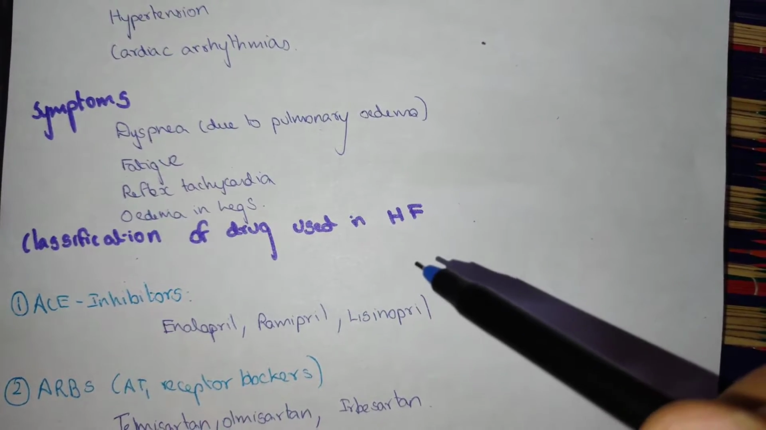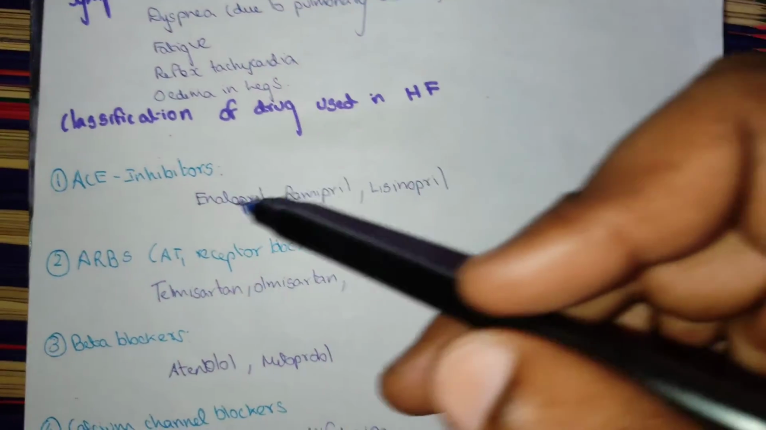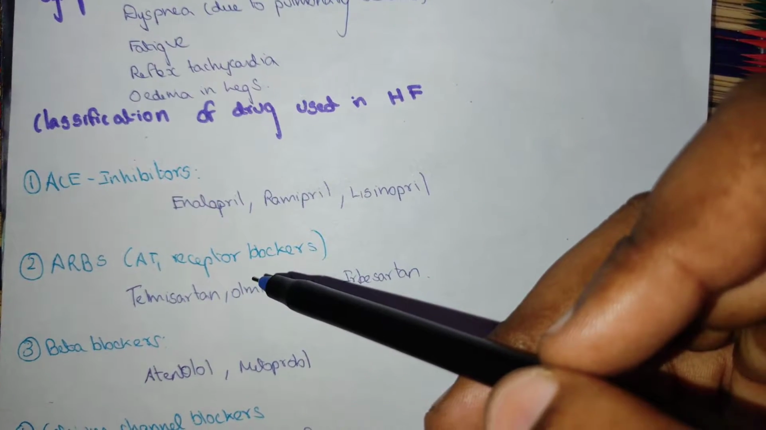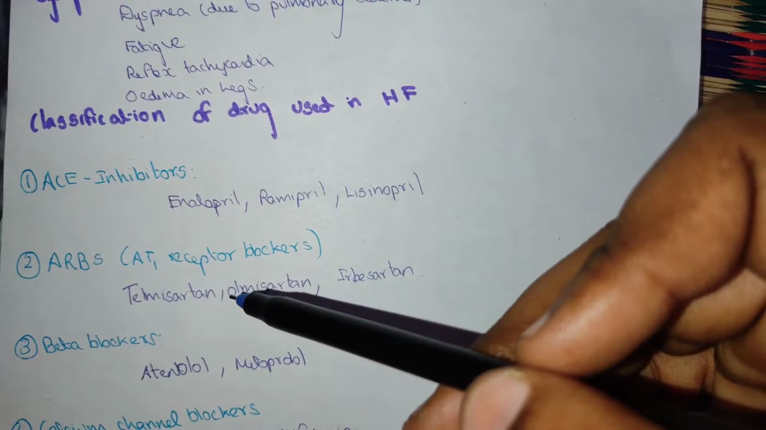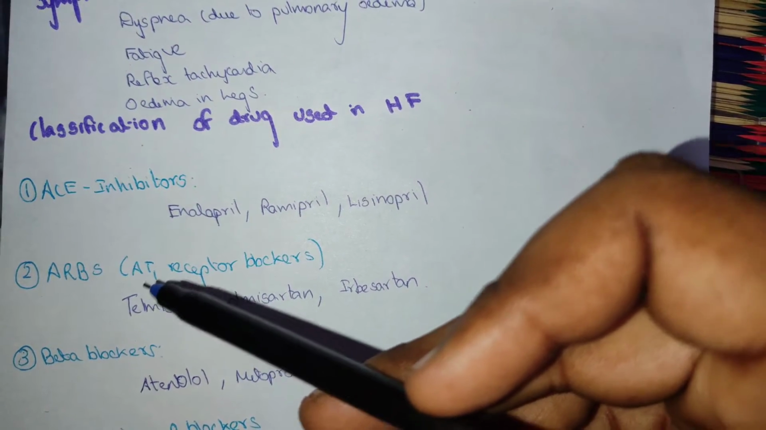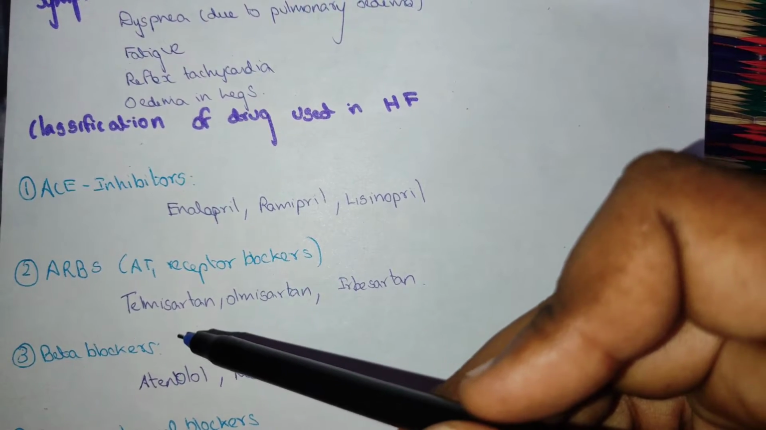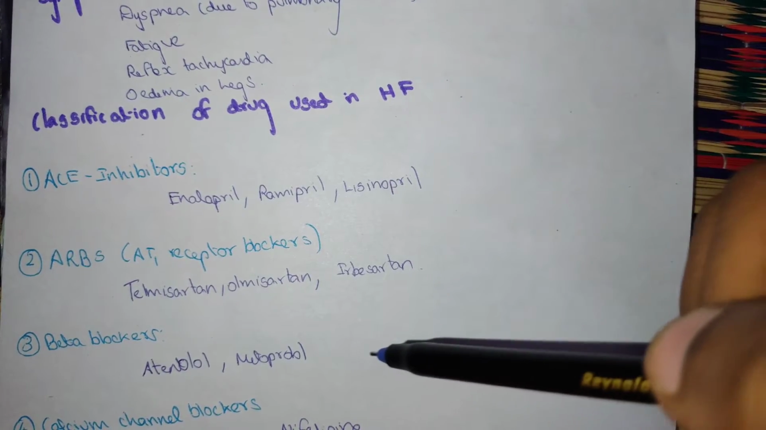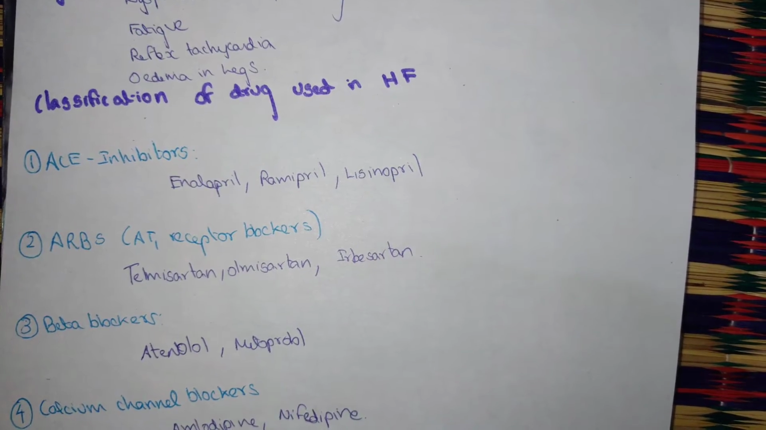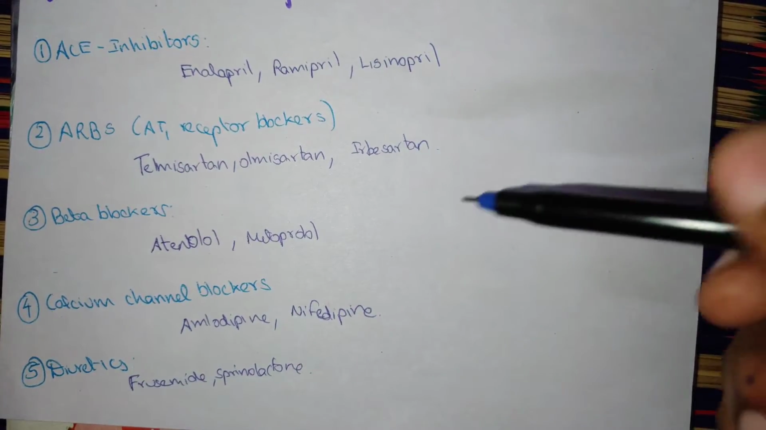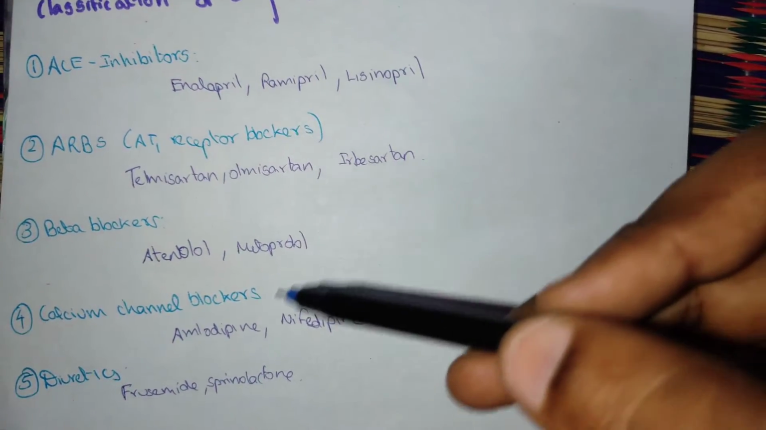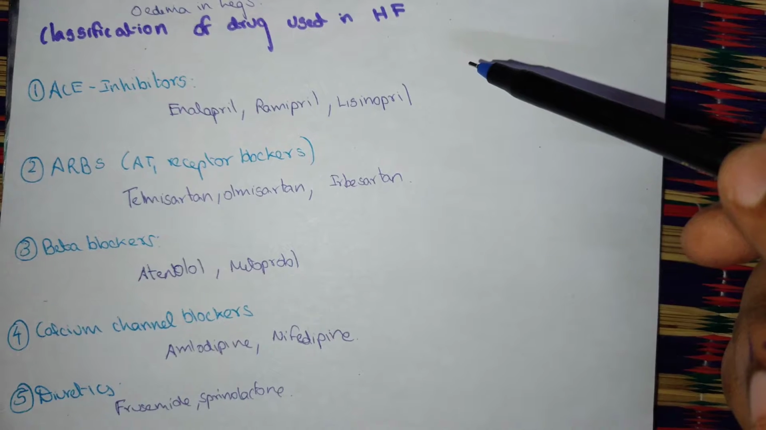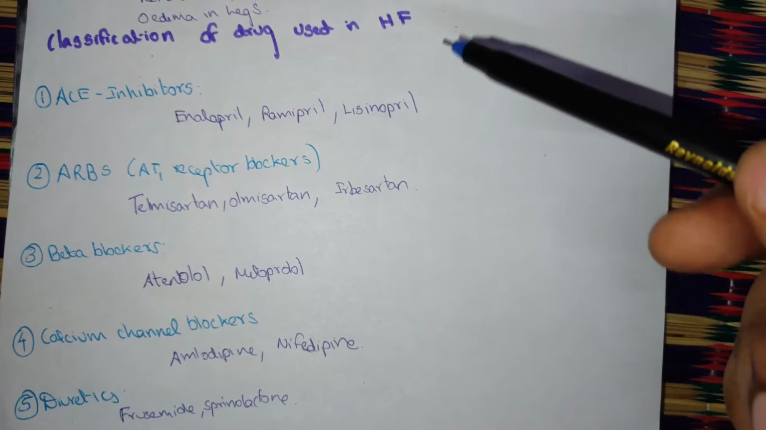Classification of the drugs in heart failure. ACE inhibitors: enalapril, ramipril, lisinopril. ARBs, which are angiotensin receptor blockers: telmisartan, olmesartan, irbesartan. Beta blockers are atenolol and metoprolol. The calcium channel blockers are amlodipine and nifedipine, and the diuretics are furosemide and spironolactone. These are the drugs used in heart failure, and this is their classification.